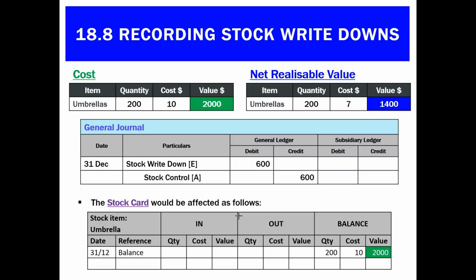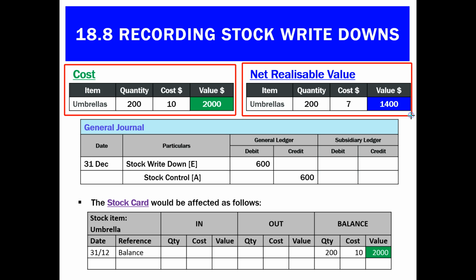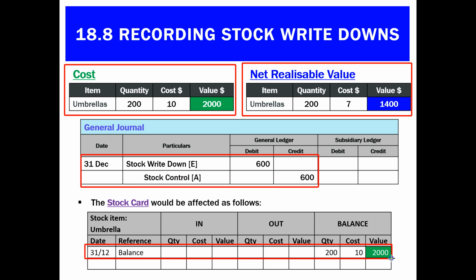So what I've got up here is the original cost, 200 at 10 for 2,000. I've got to get them down to 1,400, which is 200 units at $7. I did that with this entry here. But at the moment, my stock card shows 200 units at $10. I've got to change this stock card. So how will I do that?